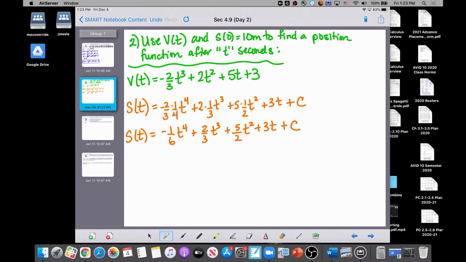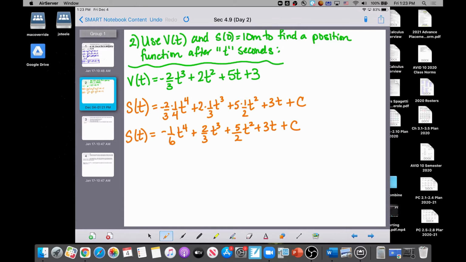Okay, checking each term quickly. If I differentiate negative 1/6 t to the 4th, if I brought down the 4, negative 4/6 would be negative 2/3 t cubed. Check. If I brought down the 3 times 2/3, would just be 2t squared. Check. Checking the third term, if I brought down the 2 times 5/2, would just be 5t. Check. If I differentiate 3t, I get 3. Check. And if I differentiate c, I get 0. Check.